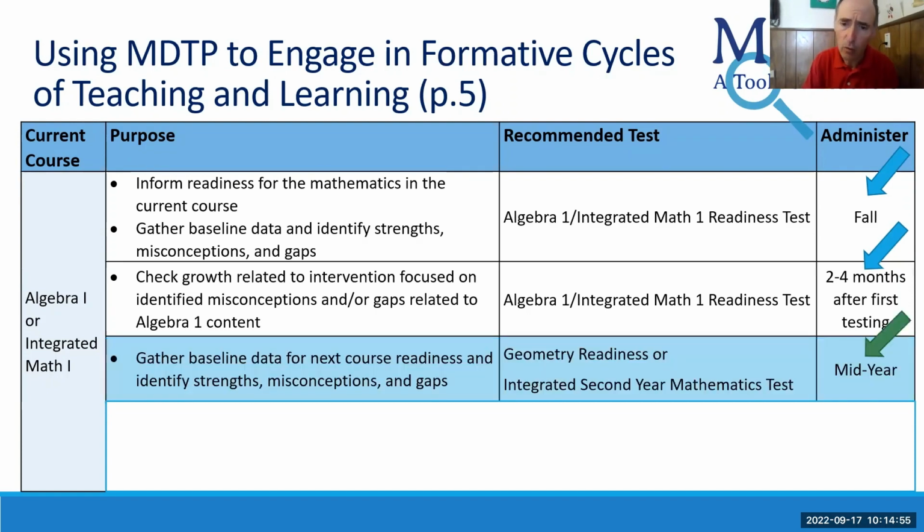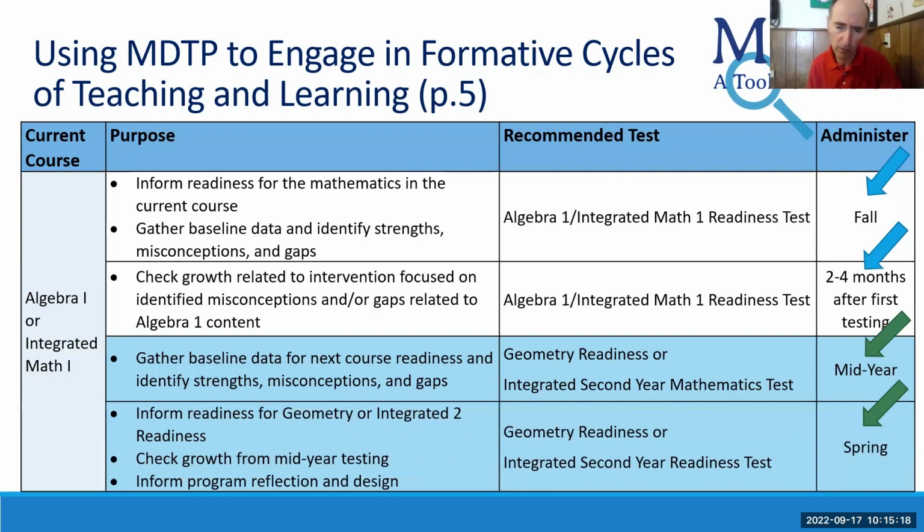Okay. But then during the second part of the year, you can start gathering baseline data to see if the kids are ready for the next course. In this case, you give a geometry readiness test, or second year math if you're in an integrated curriculum. And so again, you start gathering some baseline data for that. And closer to the end of the year, so in the middle of the spring or something like that, you can actually give them this test again to see, okay, are my kids ready for geometry, or are they ready for Math 2? And if you gave them the test in the middle of the year, you can also check on the growth that they've had since then.